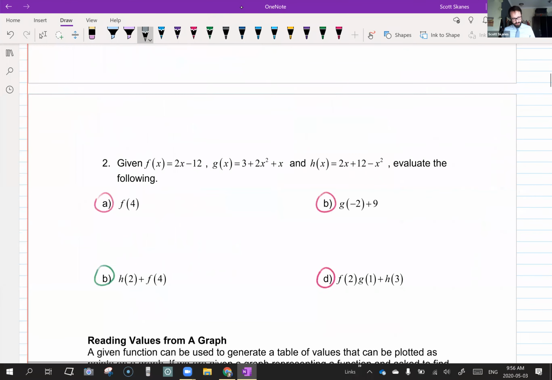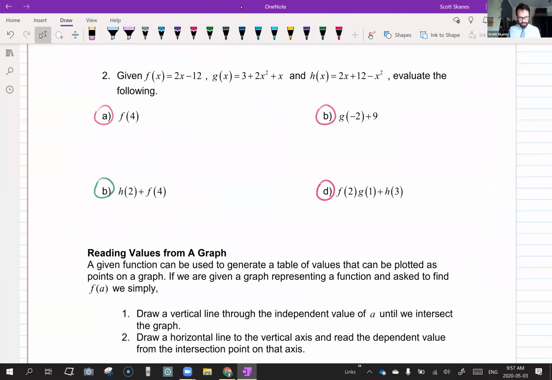The last section is the same idea. The only difference is it gives you a few different functions. You just choose one or the other. I'll do one very quickly for you, and then you can go on and get ready to do your assignment. In B here, we need to take H when our value is 2, and we need to do F when our value is 4.